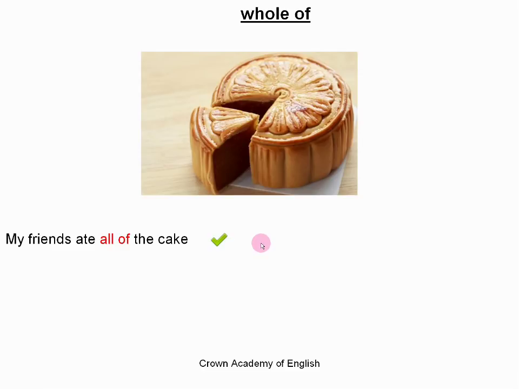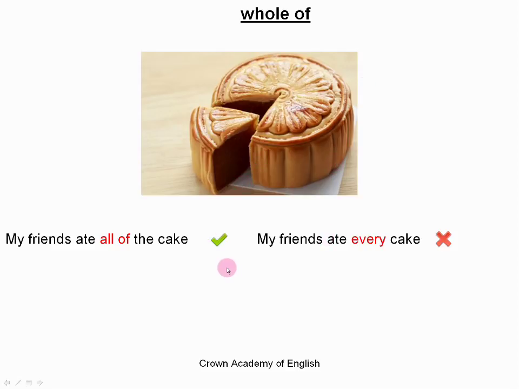And in this context, my friends ate every cake is wrong in this example, because this sentence means that there are several cakes, but there aren't several cakes. There is one single cake. So this is wrong. Okay, we must say my friends ate all of the cake. It means the whole of the cake.